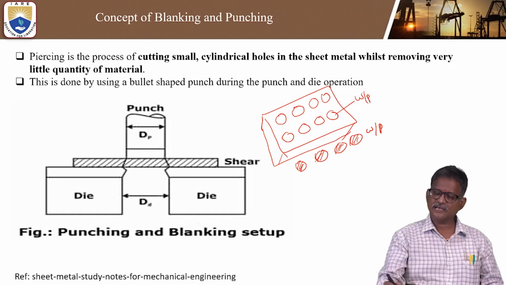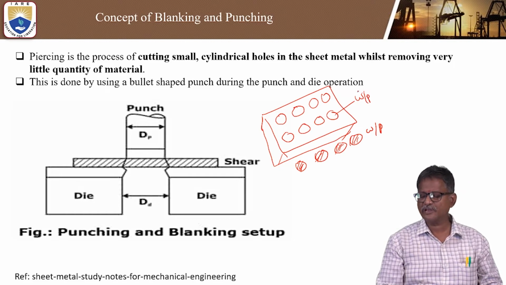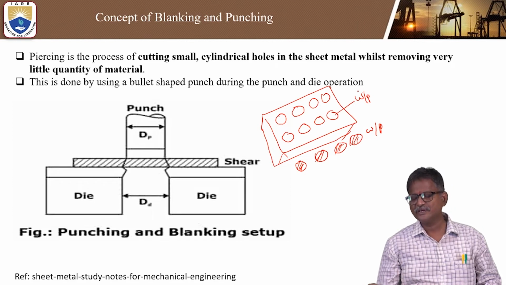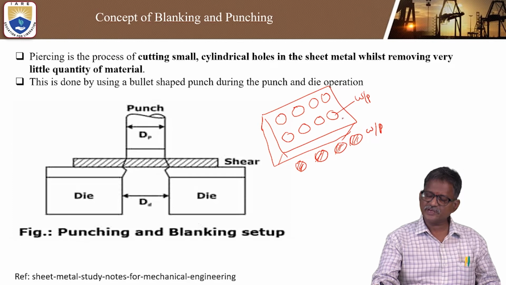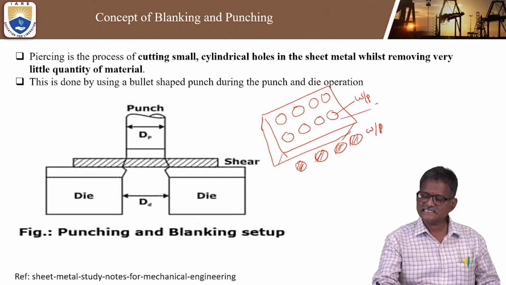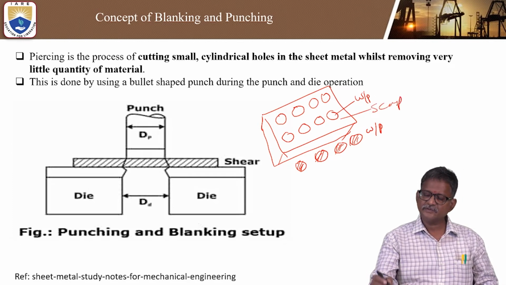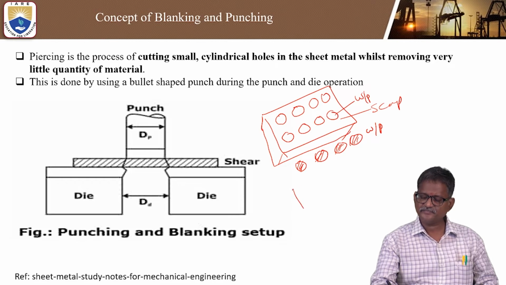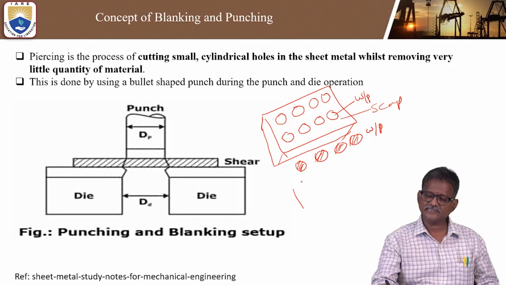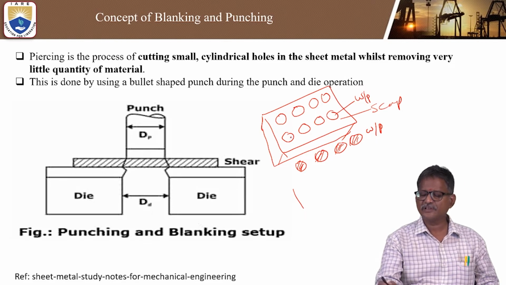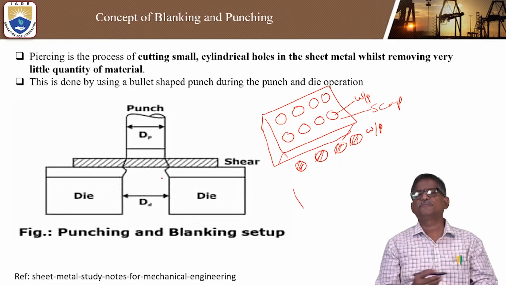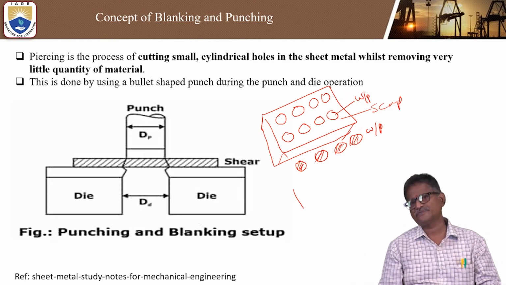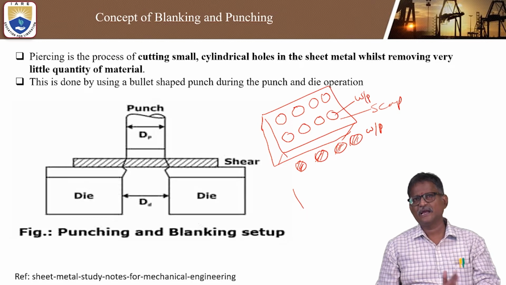Okay, so making small holes, we call it a piercing process, where the hole is made in the workpiece and the remaining part is scrap. Similarly, if it is a punched-out part, this is the workpiece, and the remaining part is scrap. That is the only difference between blanking and punching.